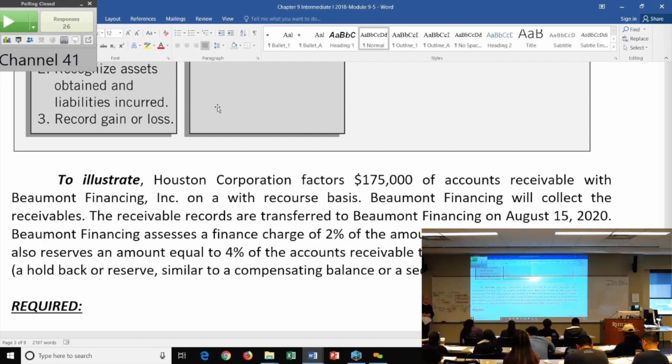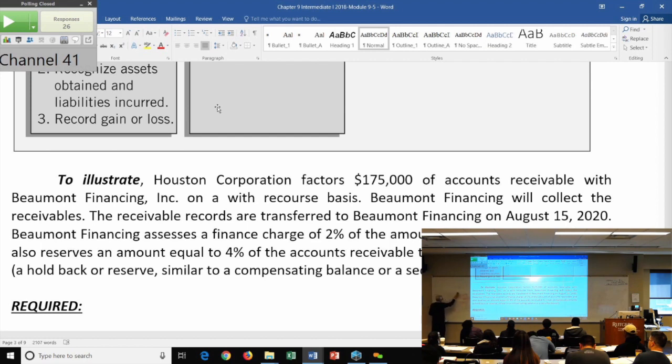So I said sometimes that happens where the collection goes directly to the buyer and they have the records, and it's on August 15th of 2020. Now, some terminology. The financing company assesses a finance charge of 2% of the receivables. It also has like a compensating balance. They're going to hold back 4% for additional security. So even though you may transfer those receivables with or without recourse, they have a holdback or a compensating balance. And that's additional protection for the buyer.